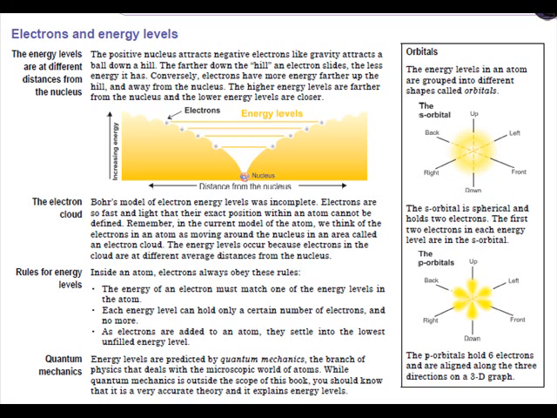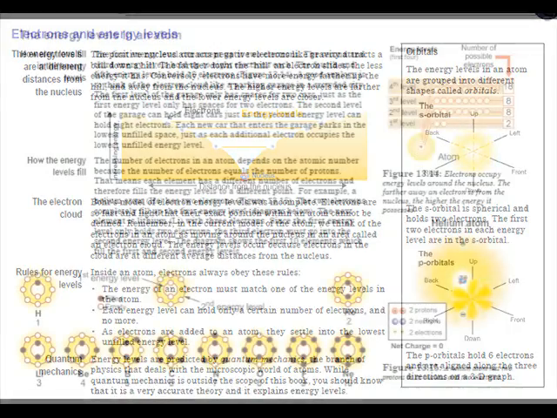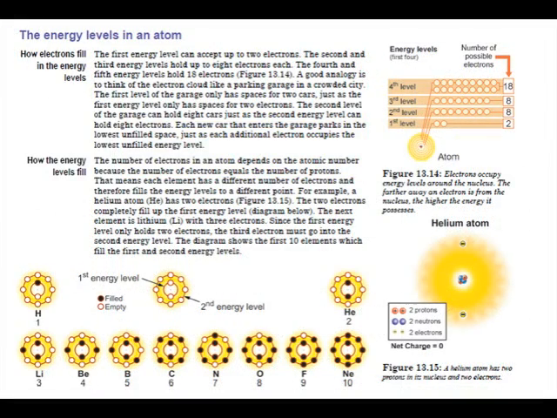Energy levels are predicted by quantum mechanics, the branch of physics that deals with the microscopic world of atoms. While quantum mechanics is outside the scope of this book, you should know that it is a very accurate theory and explains energy levels. The first energy level can accept up to 2 electrons. The second and third energy levels hold up to 8 electrons each. The fourth and fifth energy levels hold 18 electrons, figure 13-14.